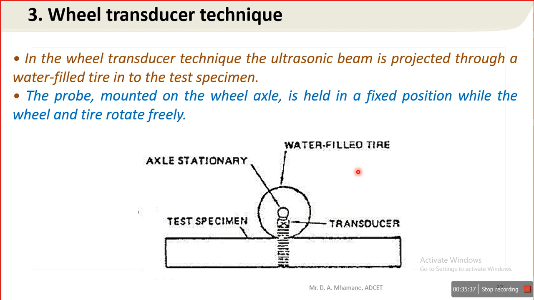So the third technique in immersion, sorry, the wheel transducer technique. In the wheel transducer technique, the ultrasonic beam is projected through a water-filled tire into the test specimen. Means this tire itself is filled with water, and this water helps us transmit the sound energy into the test specimen. So continuously water is between the test specimen and the probe.